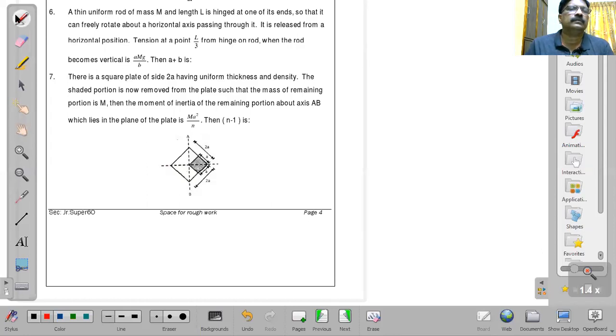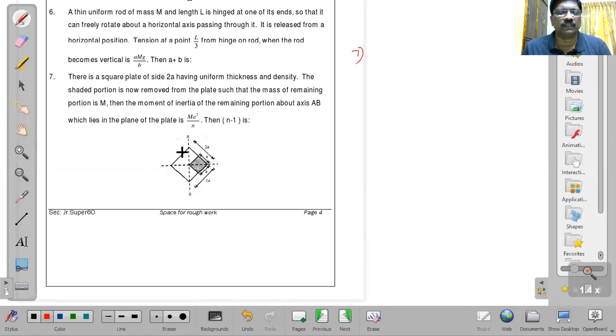Next, the seventh problem. There is a square plate of side 2A having uniform thickness and density. Here there is a square plate of side 2A from which its shaded portion is removed. That means 1/4 of the square plate is removed. Actually, the total mass of the square plate is say 4m.